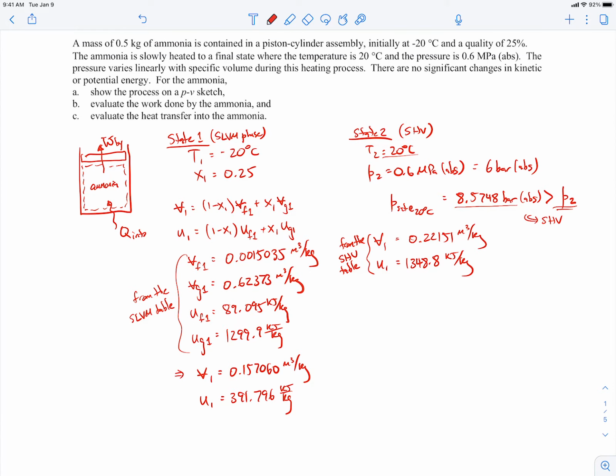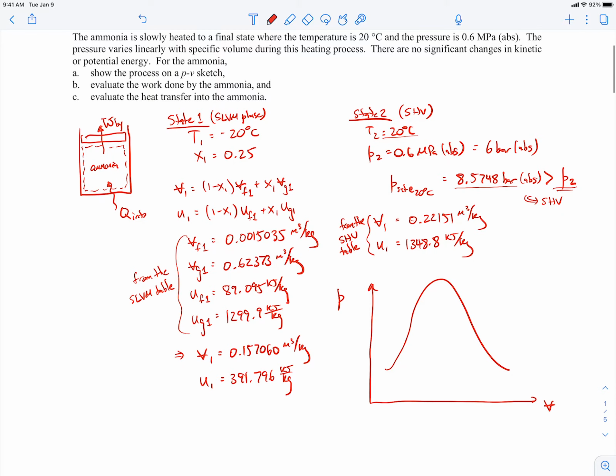What we'll do now is show the process on a PV sketch, since we know what the specific volumes are and we know what phases we're in. So let's just do that sketch down here. Specific volume on the horizontal axis, pressure on the vertical axis. We'll draw our vapor dome. State 1 was at a, let's see, I guess I didn't write down the pressure for state 1, so let's get that as well.